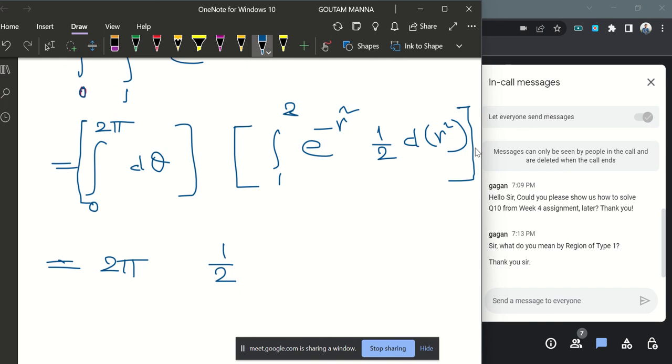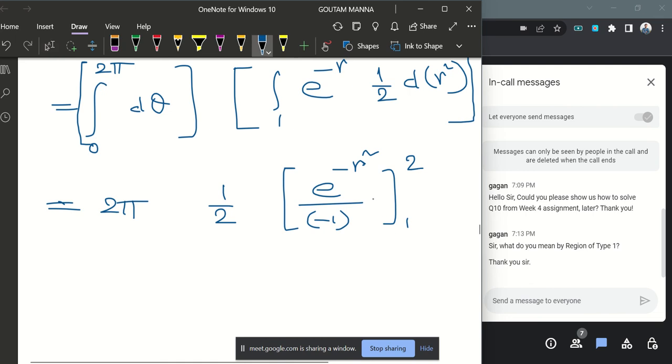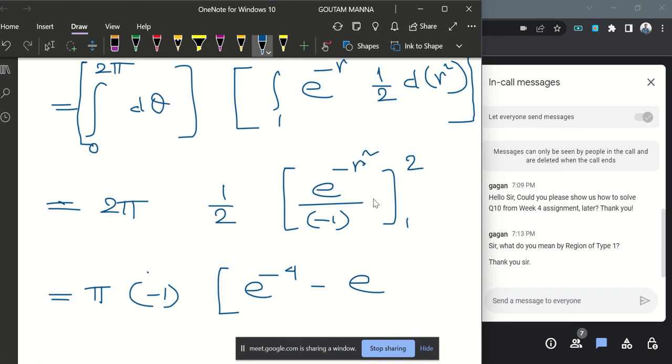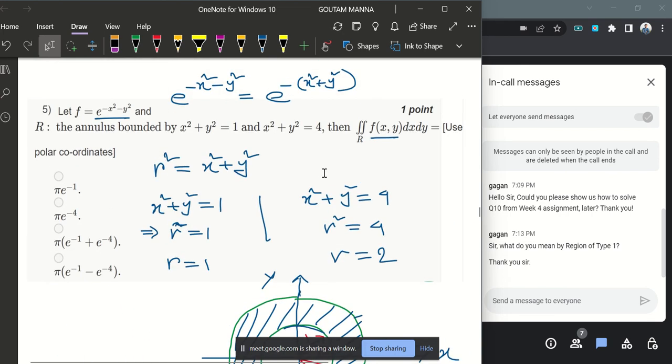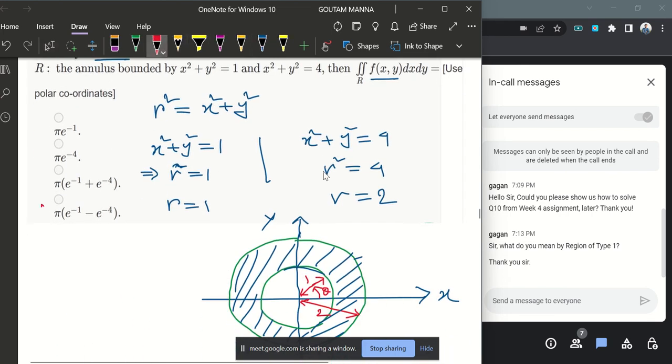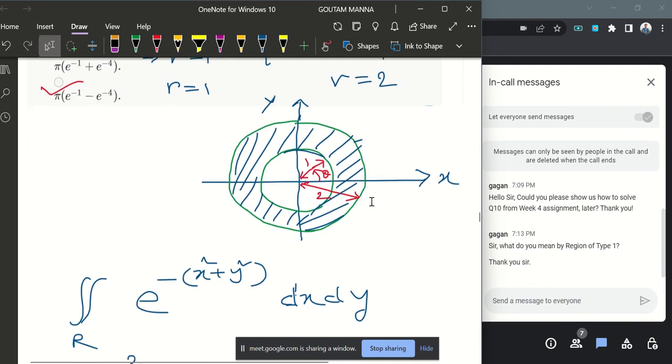half e to the power minus r square by minus 1 from 1 to 2. So it will be pi times minus 1 times, the upper limit is e to the power minus 2 square, that is 4, minus the lower limit e to the power minus 1, which will be pi times e to the power minus 1 minus e to the power minus 4. So the correct answer is pi times e to the power minus 1 minus e to the power minus 4, the fourth one.